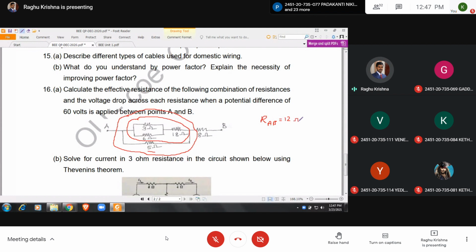Anyone got 12 ohms? Yes, sir. Very good. What is your roll number? 84. Okay, anyone got 12 ohms?